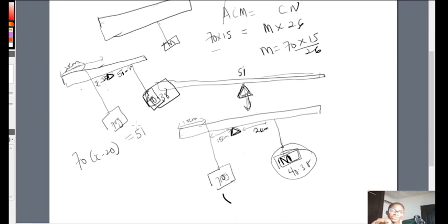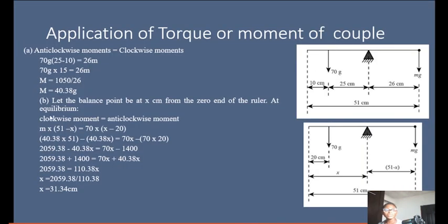The mass, which is what? 40.38 multiplied by what? 51 minus x. 51 minus this x will give us what? The distance between the mass and the balance point that we do not know. We do not know the balance point. So that is what we are doing. So m multiplied by 51 minus x is equal to 70 multiplied by x minus 20.